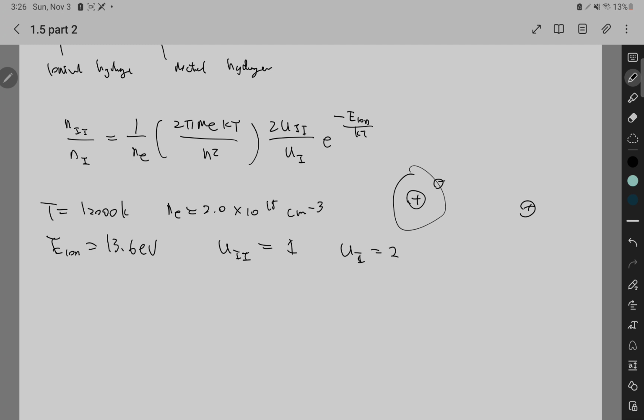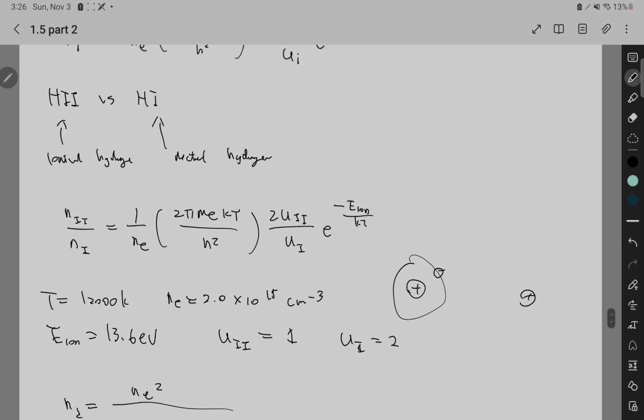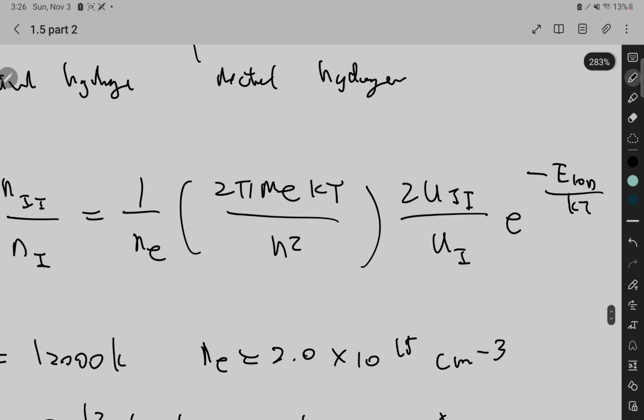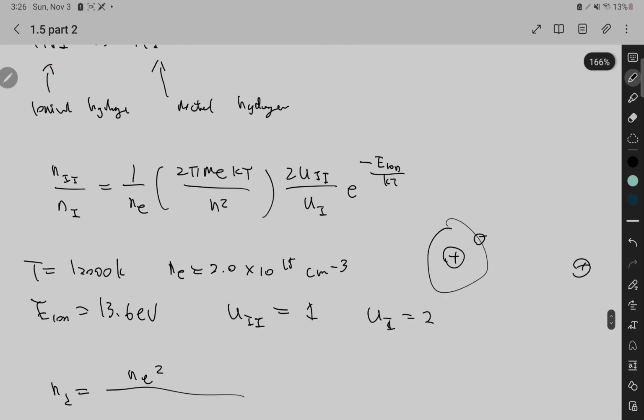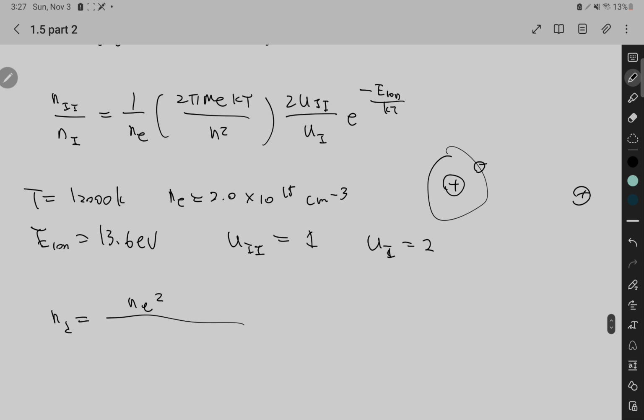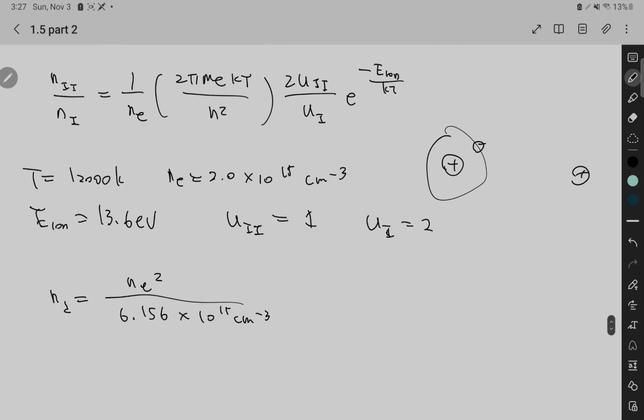Well, if we substitute everything into the equation, we can eventually manipulate it into the following form. I'll leave that as an exercise for you guys to do. But if you just plug in all the constants here, right? You have 2 pi, mass of the electron, kT, h, Planck constant, Boltzmann constant. These are all constants we have talked about. If you just plug in all, it's just going to be a big ugly number, which is what we're going to have here. This is going to be equal to 6.156 times 10 to the power of 15 centimeter, right?